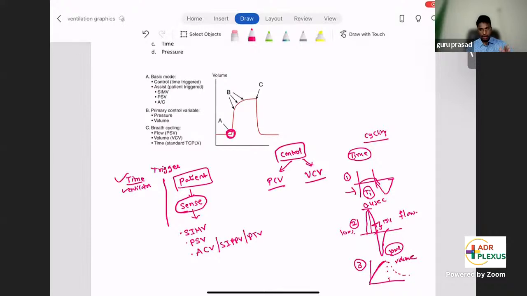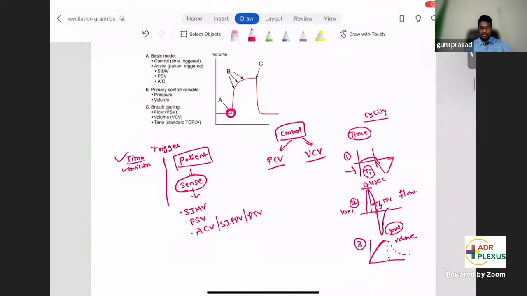So now the question can be asked like, which of the following is not a cycling variable? So cycling, basically 3 variables are there. It can be time cycling, flow cycling, and volume cycling. Suppose they give pressure or something like that, that is not a cycle variable. Okay. Coming to the control variable, there are only 2 control variables: pressure control and volume control ventilation. And trigger, I have already told, there are 3 modes of ventilation: patient triggered ventilation, there are SIMV, assist control ventilation, and pressure support ventilation.